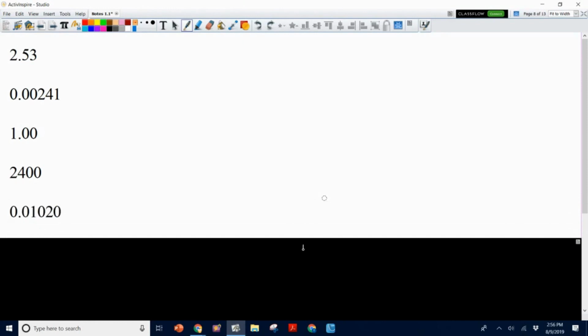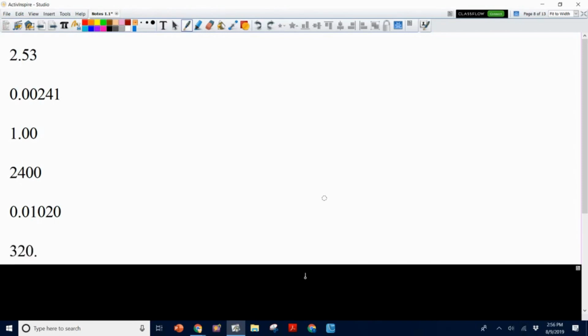0.01020. So we have zeros all over the place here. This is going to be 4 significant digits. Now the 2 zeros at the beginning do not count. Then we have a 0 sandwiched between the 1 and the 2. That does count because it's a sandwich 0. Then we have a 0 at the end that's going to count because look at the number. There's a decimal in that number. The decimal can be anywhere. It doesn't have to be at the end. It can be at the beginning or in the middle. Okay, so that 0 on the end is going to count as significant.